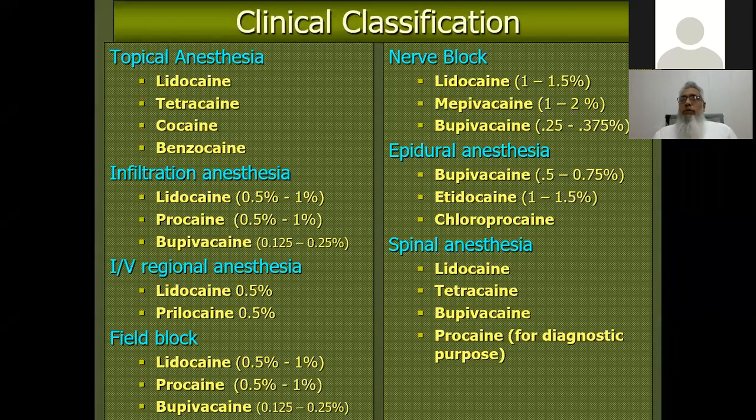A few interesting words. I have mentioned earlier that cocaine was the first local anesthetic, which was used in 1884 for an eye surgery by an ophthalmologist. And then August Bier used cocaine for spinal anesthesia. The first spinal anesthesia was given.